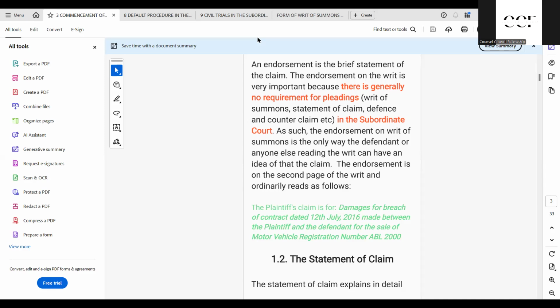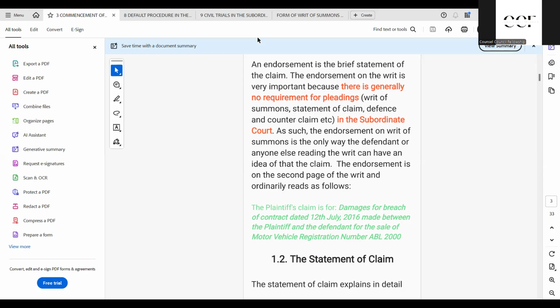Okay, this is the document I want to share with you. Firstly, as you see what is written there, an endorsement is the brief statement of claim. So this is the cause of action, the claim, what you're asking.